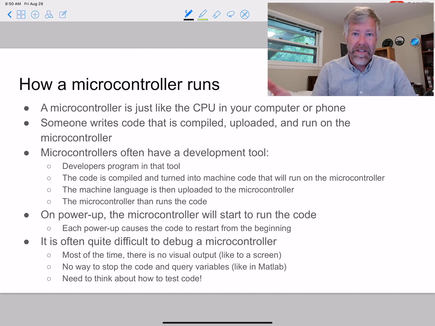It's often very difficult to debug on a microcontroller because there are no outputs. There's no screen which says, oh, you have an error. It just doesn't do the thing that you want it to do. Then you have to figure out how to debug that problem. There are a lot of tricks to figuring that out, and we'll probably talk about that a lot more through this semester.